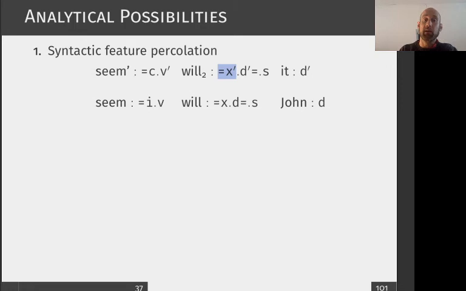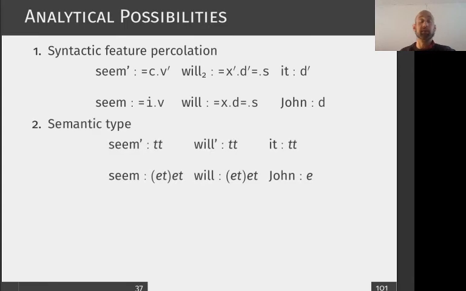Okay? And then that will doesn't take any old DP, it only takes a special DP. And that kind of special DP is the kind of DP that it is. Okay? So we've doubled our features, we've doubled our lexicon, so that we can encode on the features what kind of complement seem took. Okay? And we can do this without changing the mechanisms of our grammar. Right? This is a conservative solution.